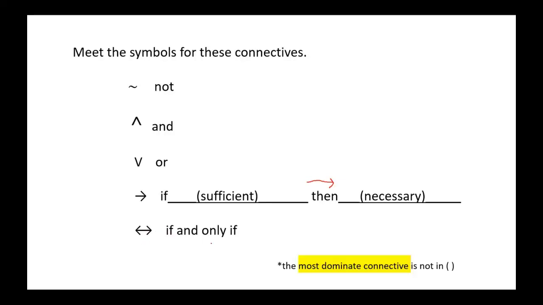It doesn't matter. You'll also have some questions that ask you about the most dominant connective. Right now we're not seeing these things put together, but when you have the most dominant connective, that means you're going to have more than one of these symbols used. The most dominant one is not in parentheses. Do keep that in mind. So if we have a couple of ands and we have an or, there's going to also be parentheses. The most dominant is not in parentheses. So we'll try to come back and look at that.